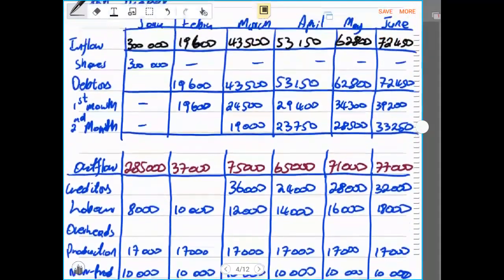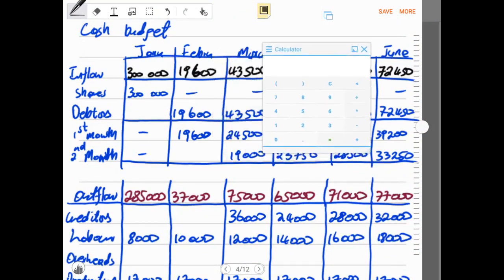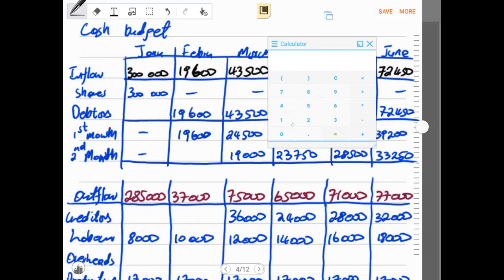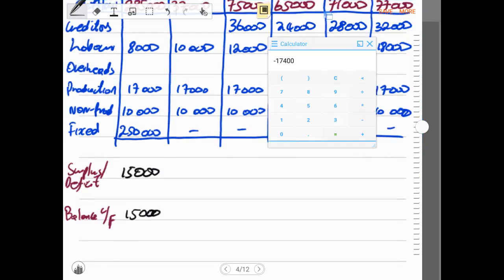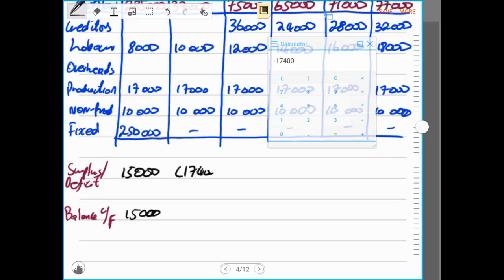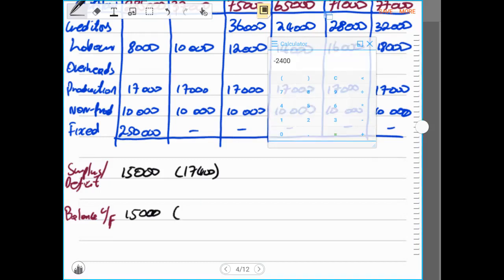Then after, we say the cash inflow for the month of February is only 19,600, minus the outflow of 37,000 rands. That gave us negative 17,400, which is a deficit of 17,400. And this will be plus 15,000. Then the deficit will decrease to negative 2,400 as the balance brought forward.